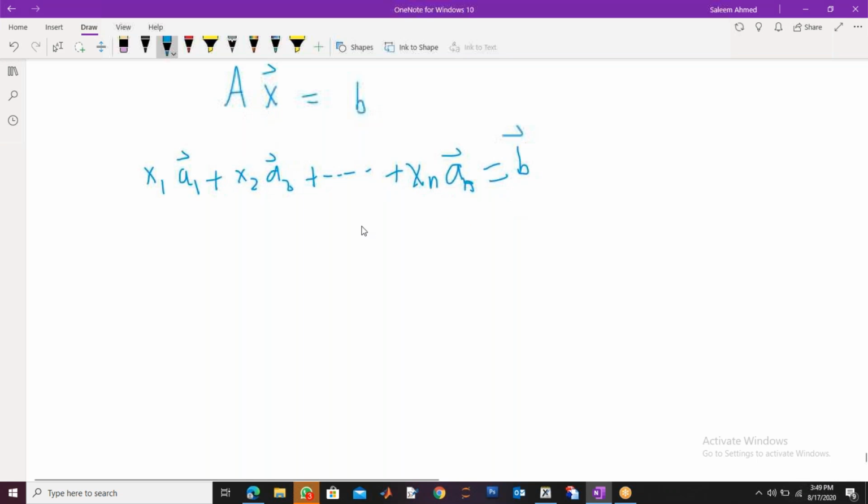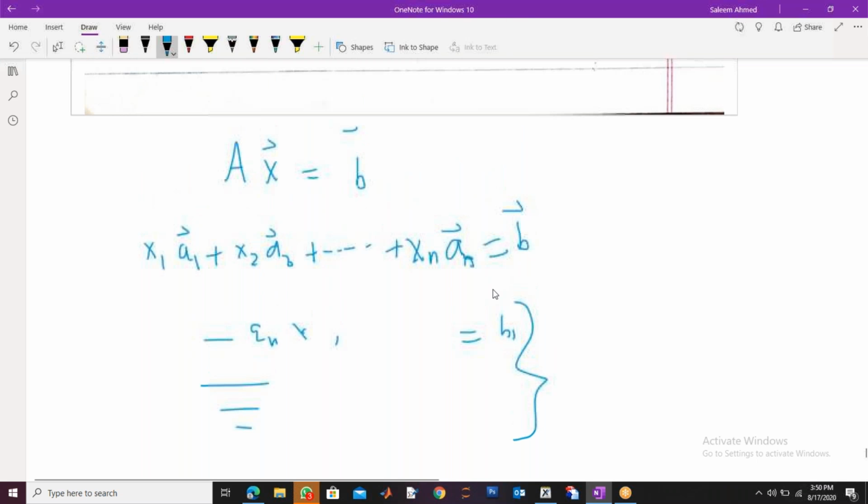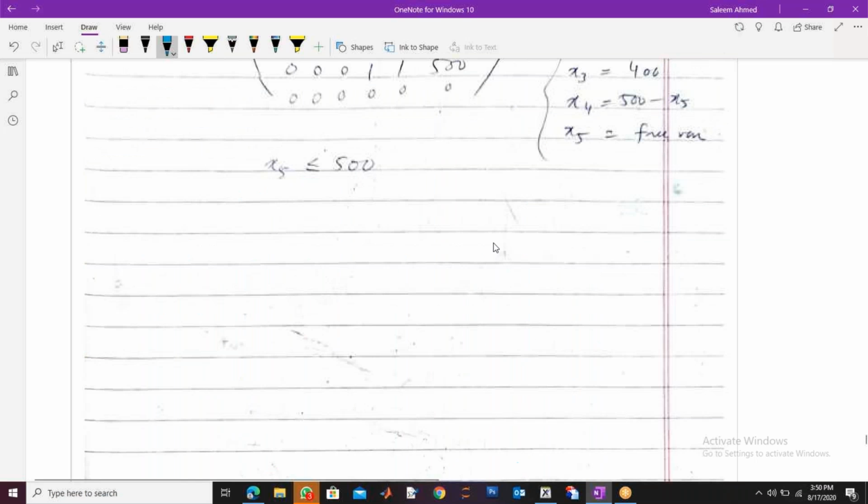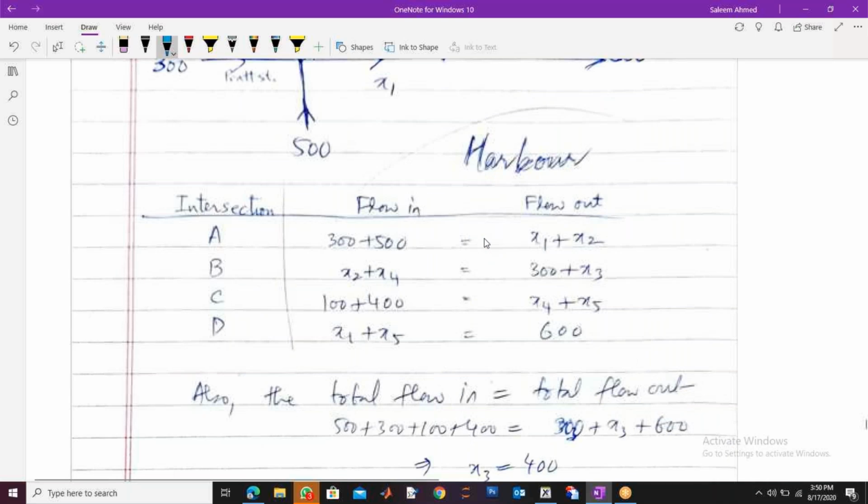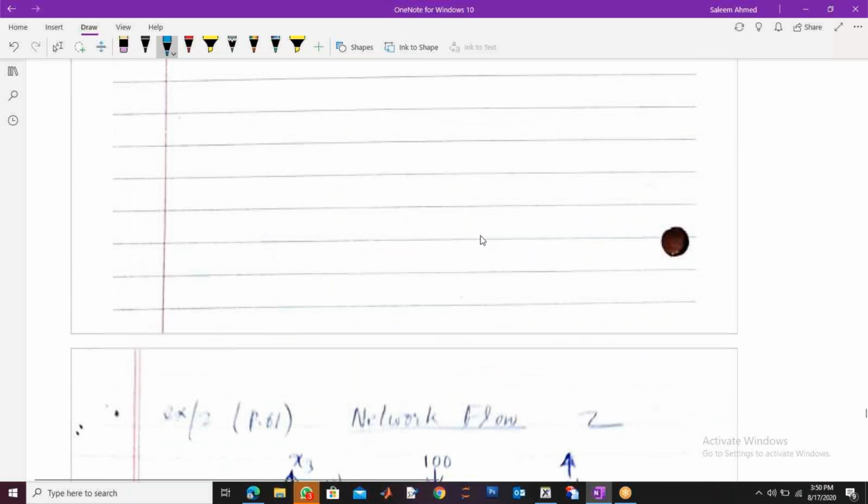Or I can write the system: a1,1 x1 plus a1,2 x2 and so on equal to b1. So there are n equations, 1, 2, 3, and so on. We can write the system as well, right? So this is the matrix form of the same system. This is the vector form of the same system, and this is the actual linear system. So we can write in any form, and solving means doing the same thing.